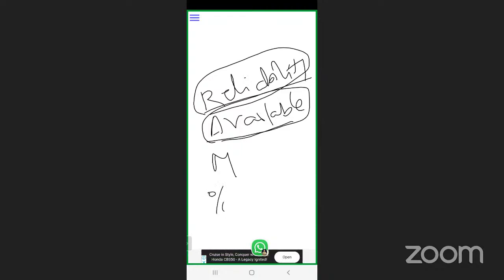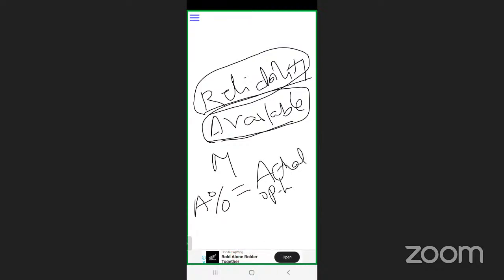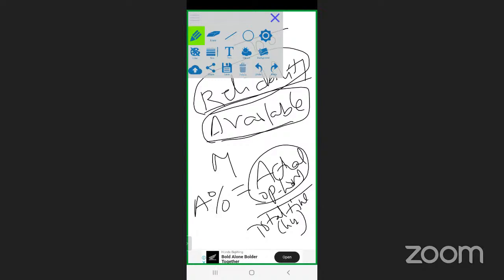Availability, you can find out by availability percentage as actual operation hours divided by total time in hours into 100. Okay, how much time it has operated divided by total time in hours, means out of total 100 hours of economic life, how many hours it has actually worked. That is nothing but the availability percentage. Is that clear? So availability percentage, we talk from the time point of view. Okay.